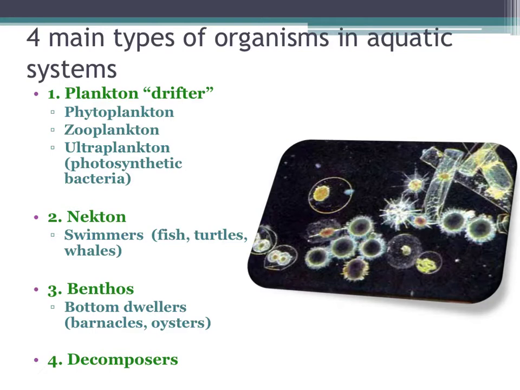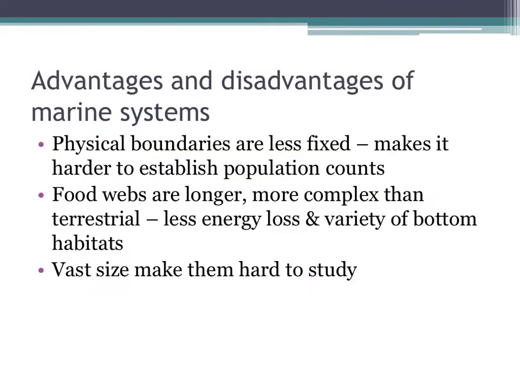Nekton are the swimmers, probably the ones that you think about when you think about the oceans. Fish, turtles, whales, sharks, things of that nature that tend to be a little bit more near the surface or follow a food source. Benthos are bottom dwellers, things like barnacles and oysters. Whenever you see the word benthos or benthic, whether in a salt or freshwater system, that means bottom. And of course, we've got decomposers along this food chain.